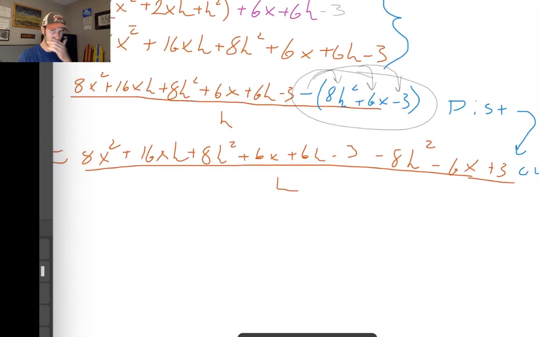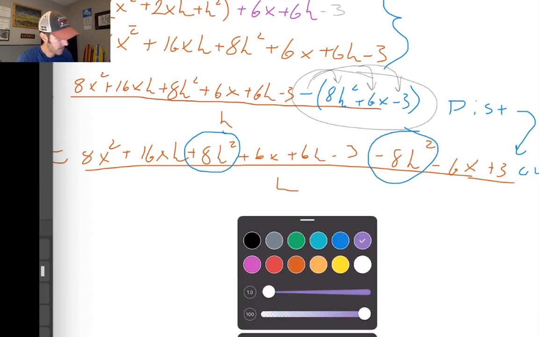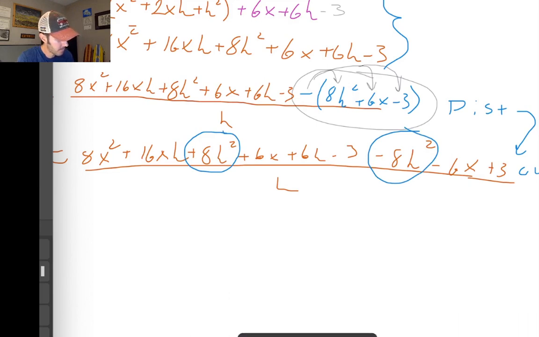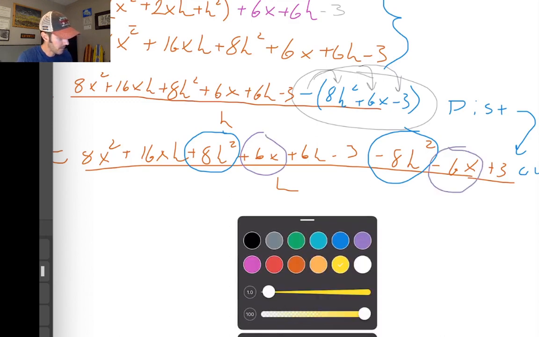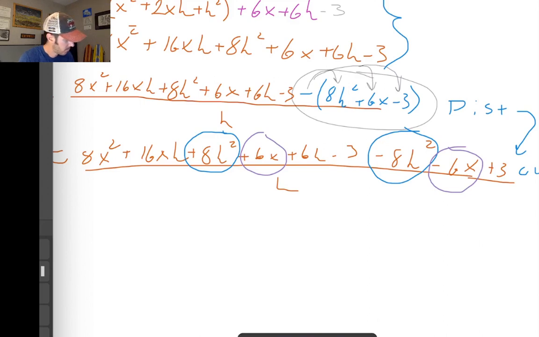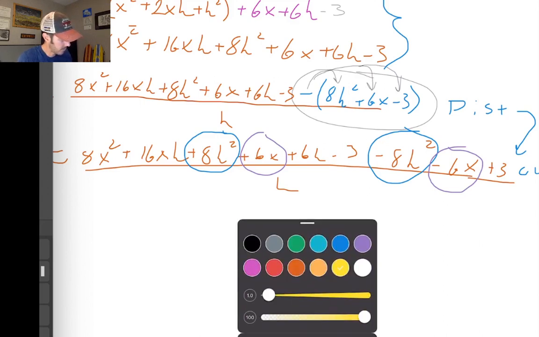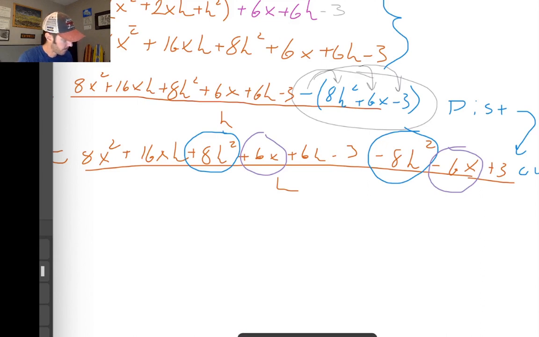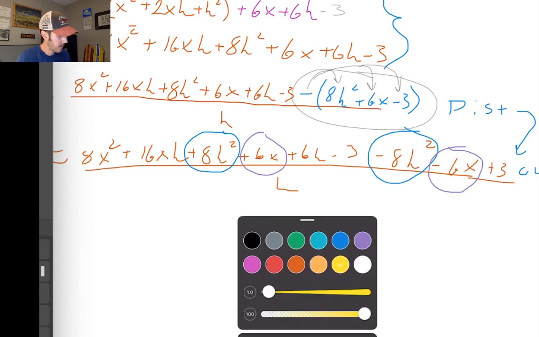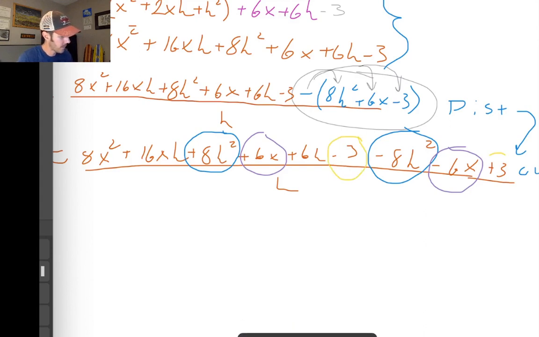Alright, so now that it's time to combine like terms, I'm noticing that this positive 8h squared and this negative 8h squared are going to cancel out. And this positive 6x is going to cancel out with this negative 6x. And lastly, where'd my positive 6x go? I thought I had circled that. Oh, I did. There it is. Okay. I saw the 6h and got confused. And lastly, this minus 3 is going to cancel out with this plus 3.